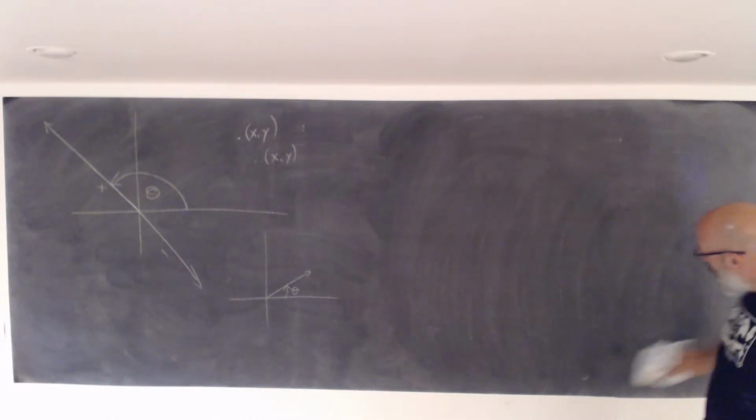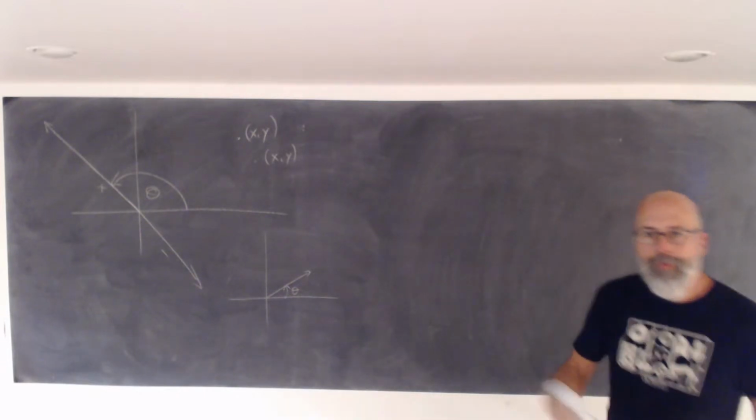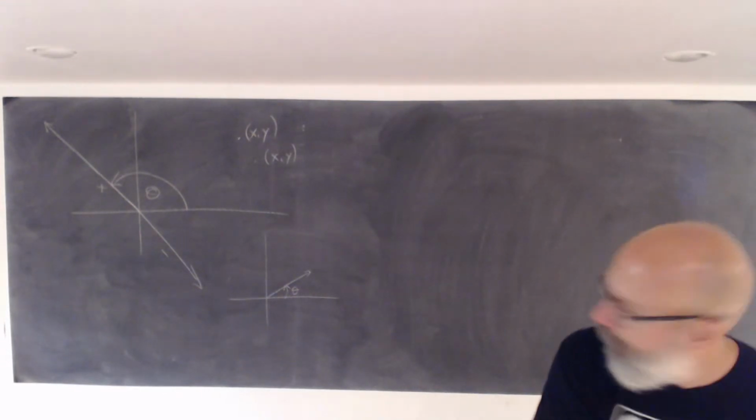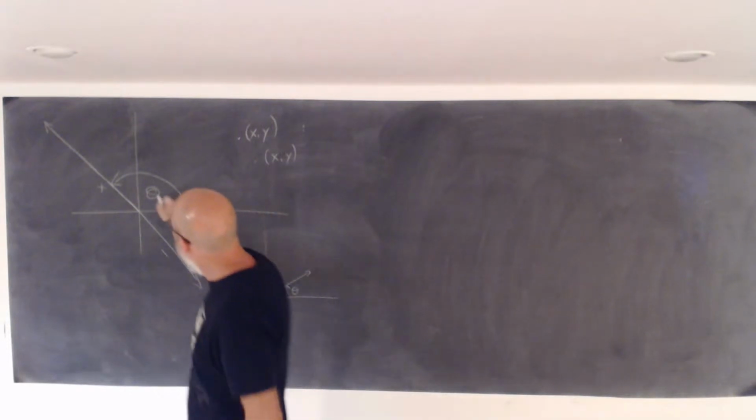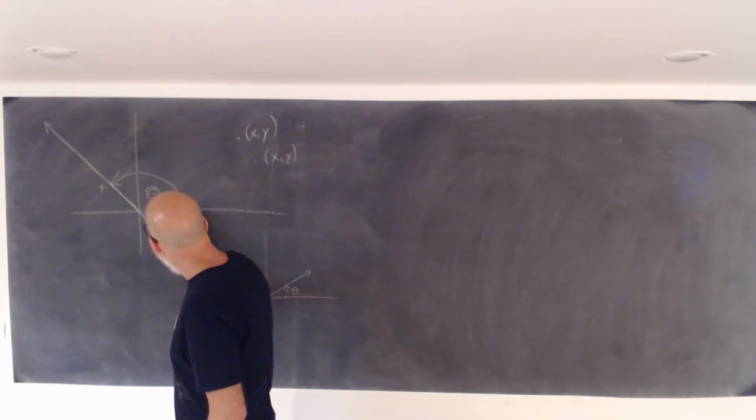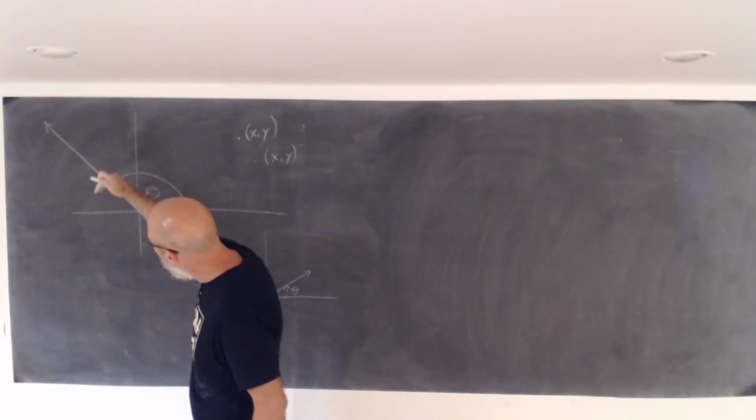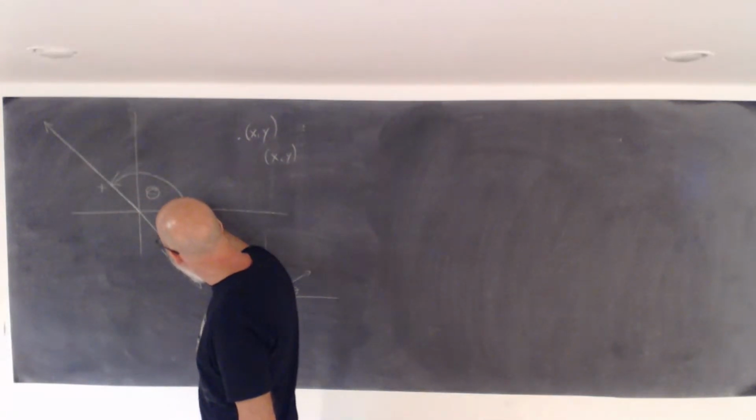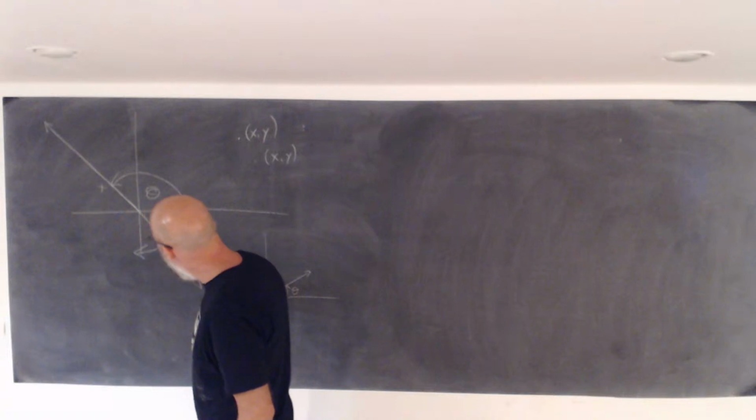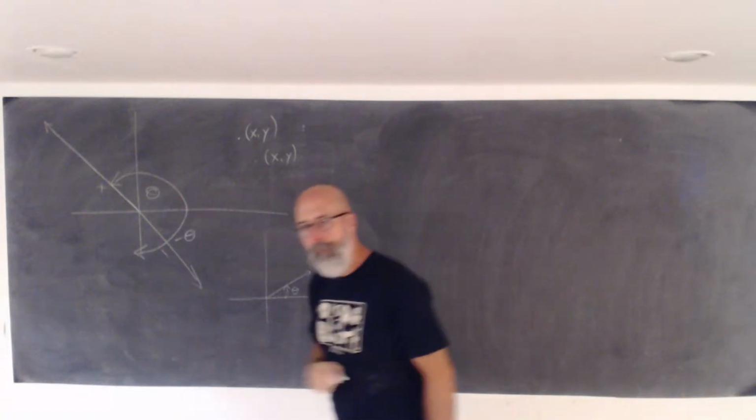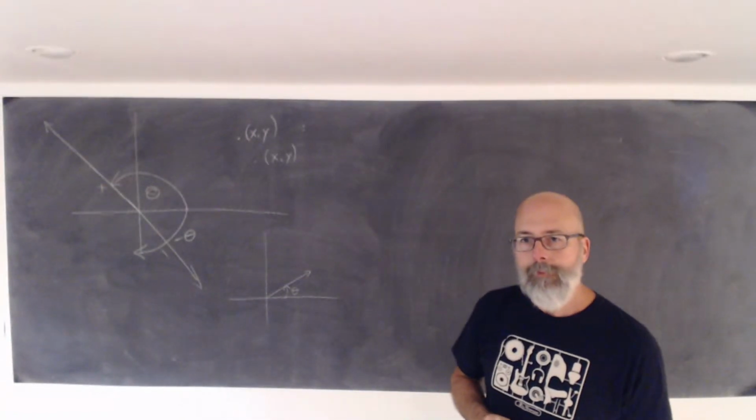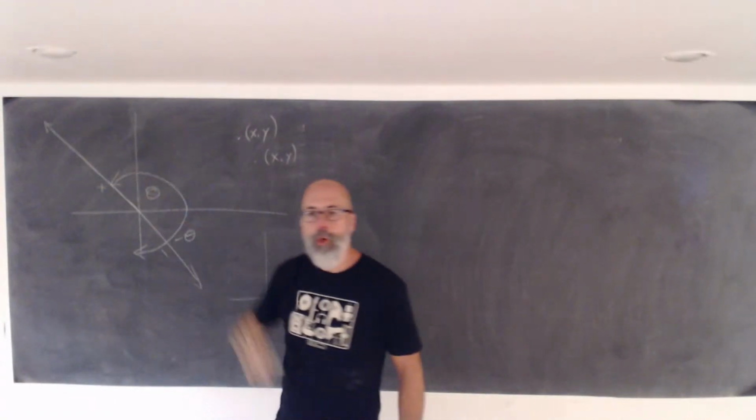The R can be negative or positive. The theta can be negative or positive, right? And if theta is measured from the positive x-axis going counterclockwise, then a negative value is going to be measured clockwise. The opposite of what you were doing.